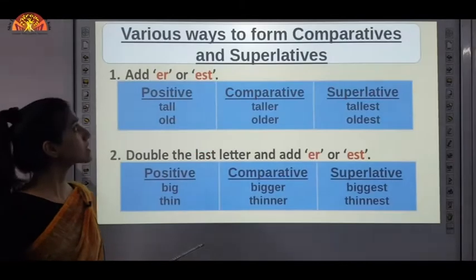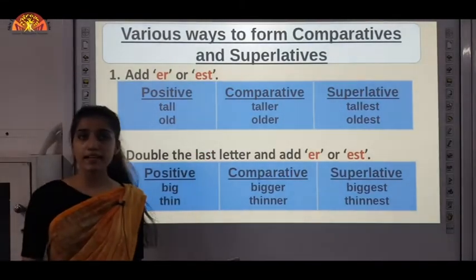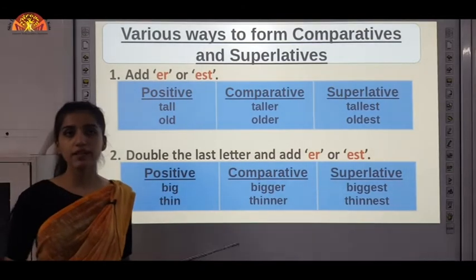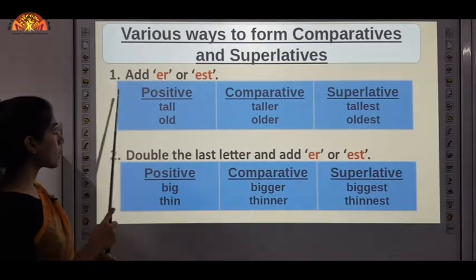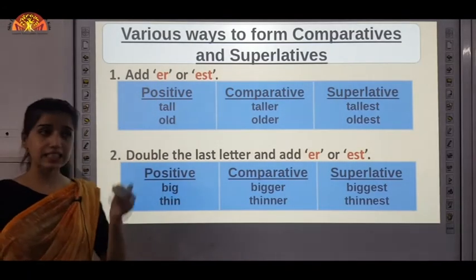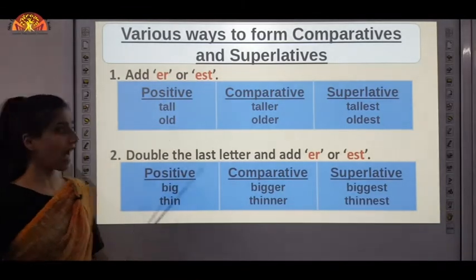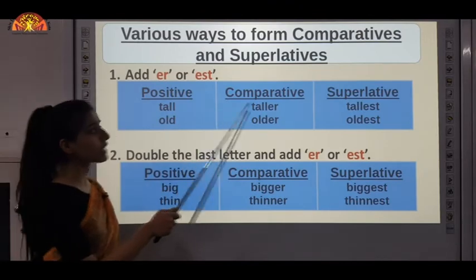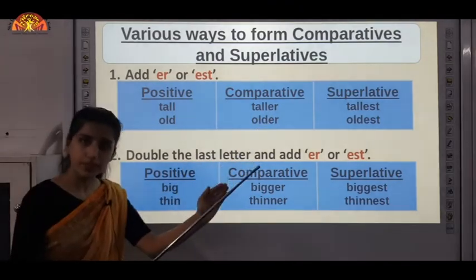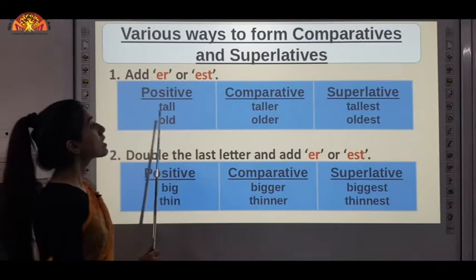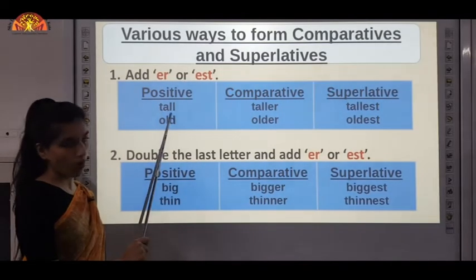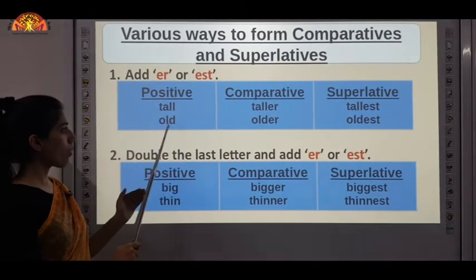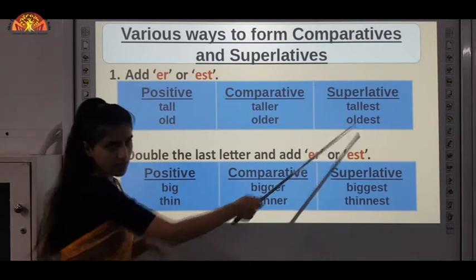Now let's see how these comparative and superlative degrees are formed. There are some ways to form them. The first one is that in some adjectives we add er or est, as you can see in the word tall. To make its comparative degree, I added er after the word tall, and to make the superlative degree, I added est after the word. The same goes with old, older, oldest.